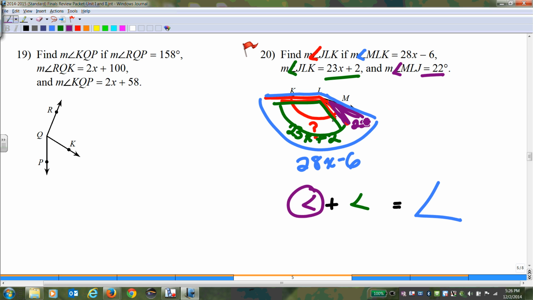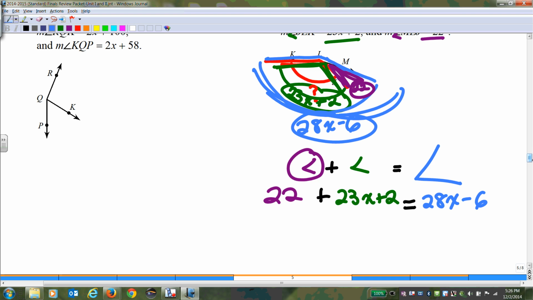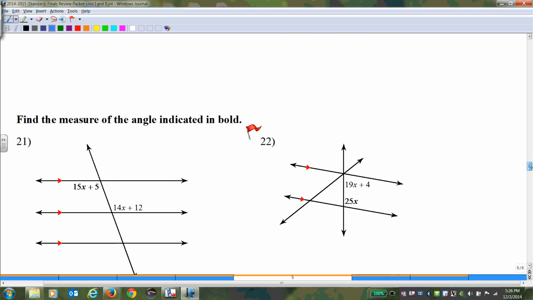Our purple circle is 22 plus this green angle, which is what we're trying to find, 23x plus 2, equals our big blue angle, which is 28x minus 6. From here, you have to obviously solve for x and then actually plug it in for what you're trying to find.